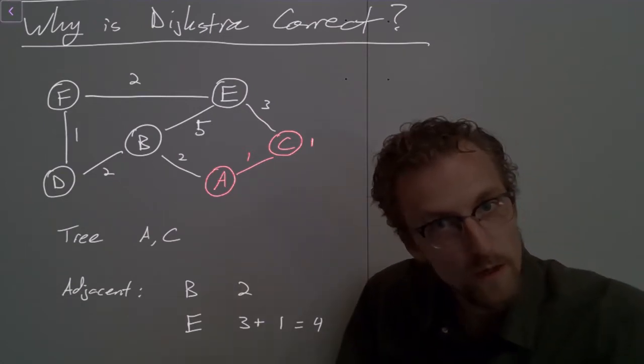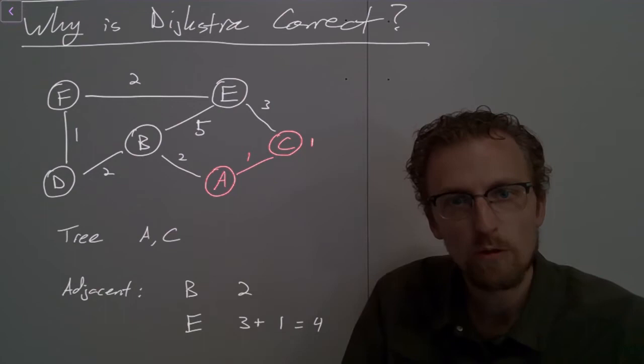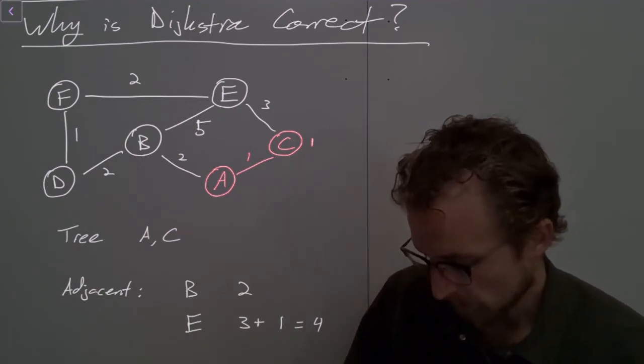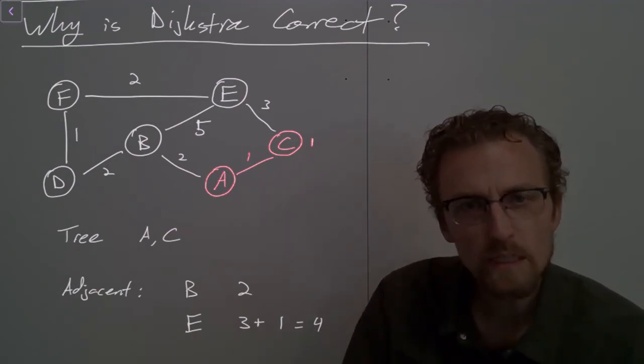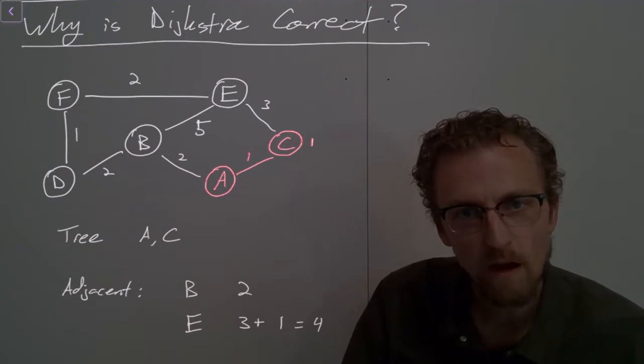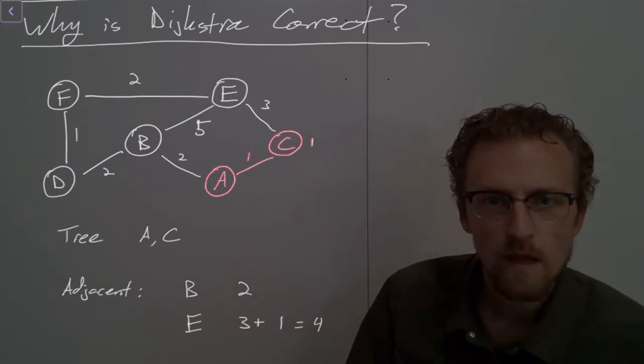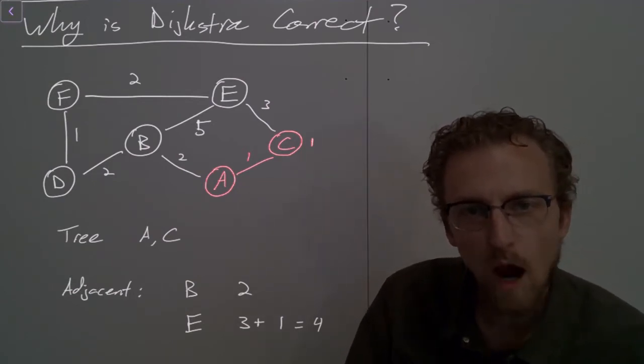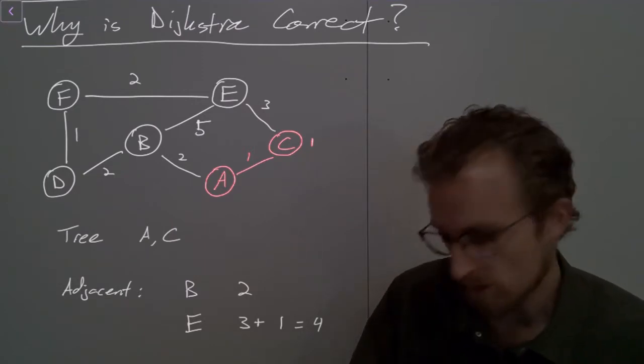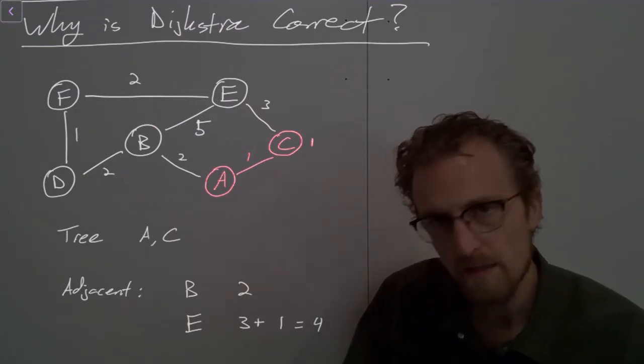So I danced around this a little bit as I was going through the algorithm walkthrough on the example problem. But it would be really useful at this point to focus right in on a single step of the algorithm and show exactly why that step was the right thing to do. Okay, so why is Dijkstra correct?